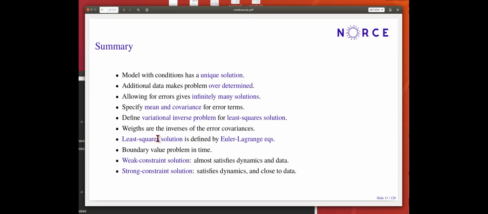And the least square solution leads to what we call the Euler-Lagrange equation. And this is a boundary value problem in time. We saw that we could solve for a weak constraint solution that almost satisfies dynamics and data, or we can solve for a strong constraint solution that exactly satisfies the dynamics and is close to the data.